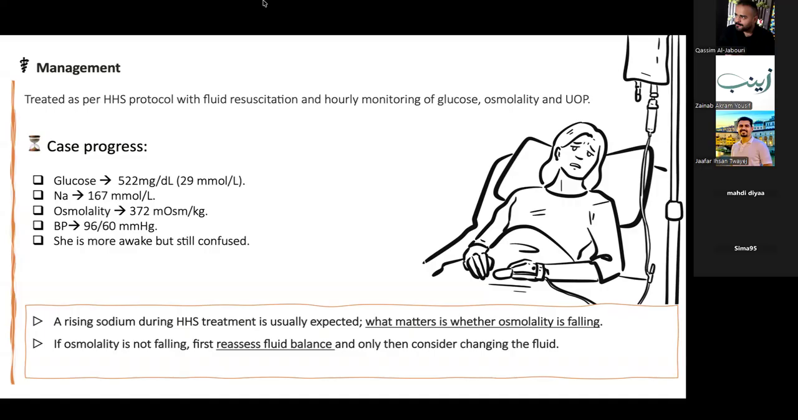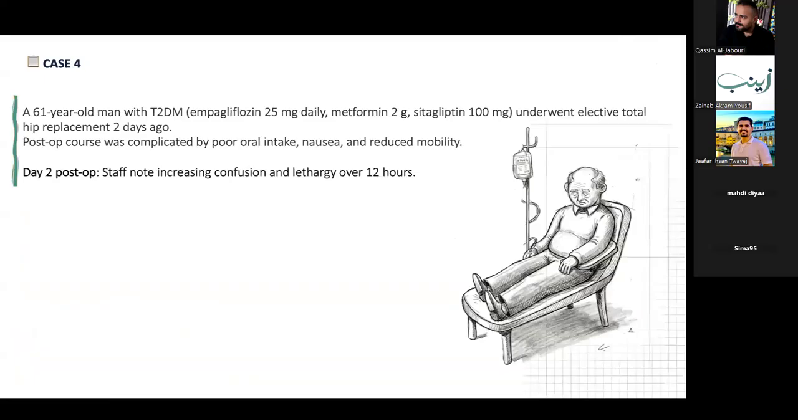So you just go by clinical suspicion and how you feel the case is presenting. Good. Last case. A 61-year-old man with type 2 diabetes on empagliflozin, metformin, and sitagliptin underwent an elective total hip replacement 2 days ago. His postoperative course was complicated by poor oral intake, nausea, and reduced mobility. On day 2 postoperative, staff noticed increasing confusion and lethargy over 12 hours.